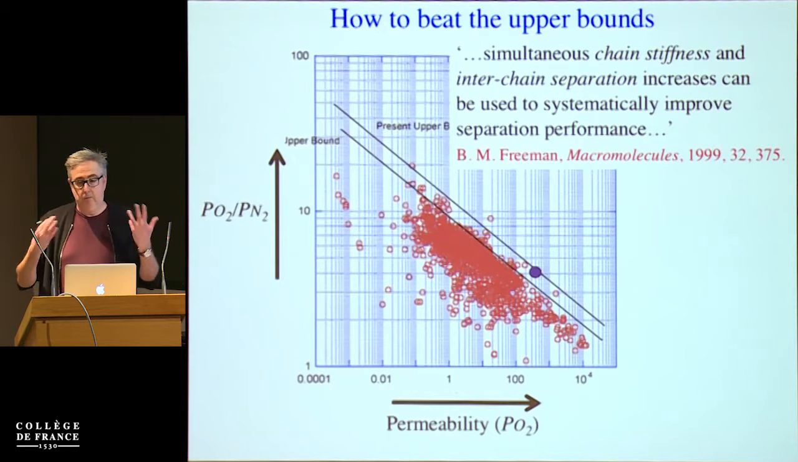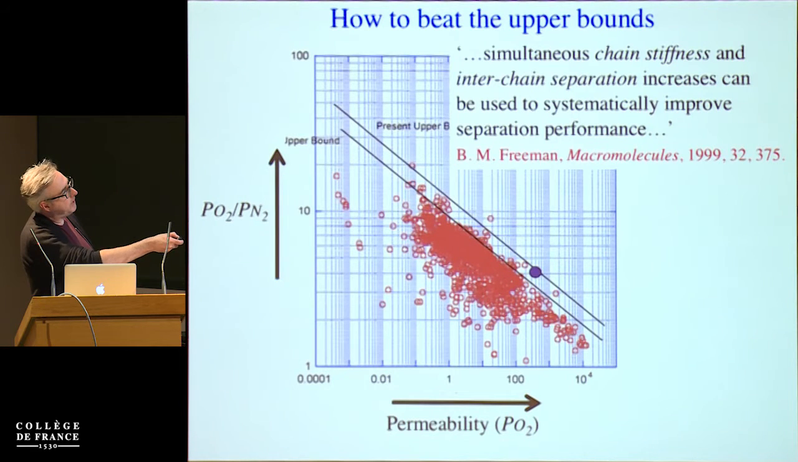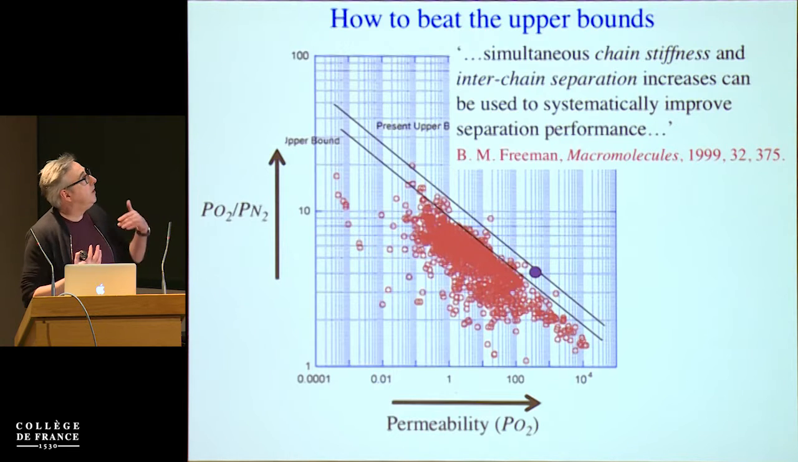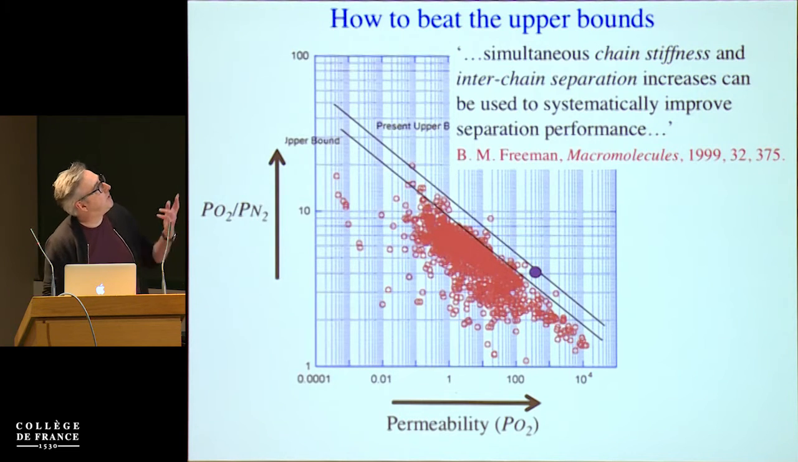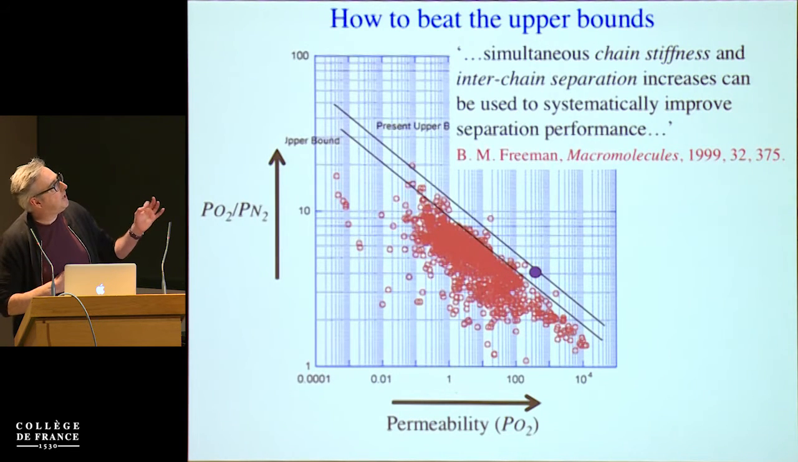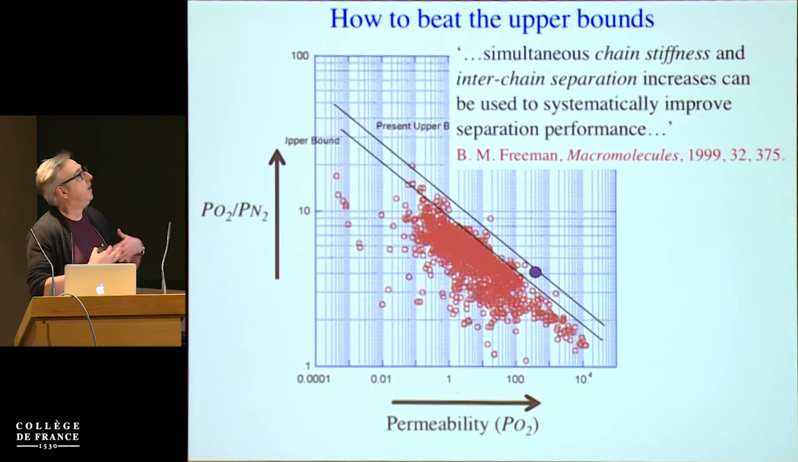What I've been trying to do for the last 10 years or so is to beat this upper bound, trying to get polymers with data that lie above the upper bound so that we're getting very good permeabilities and also very good selectivities. And it's not really magic. The way to do this has been known for quite a long time. It's a very nice analysis by Benny Freeman back in the 90s. He basically says that simultaneous chain stiffness and interchain separation increases can be used to systematically improve separation performance. So let's look at these individually.